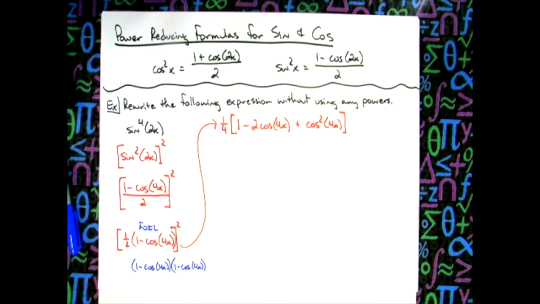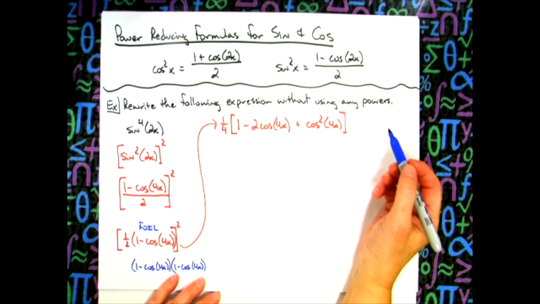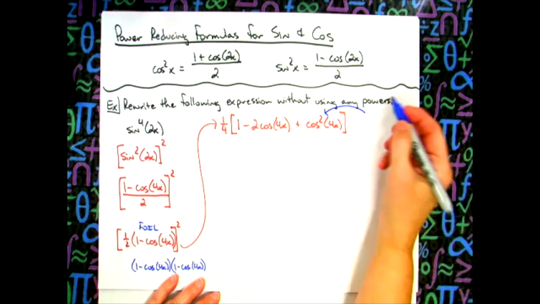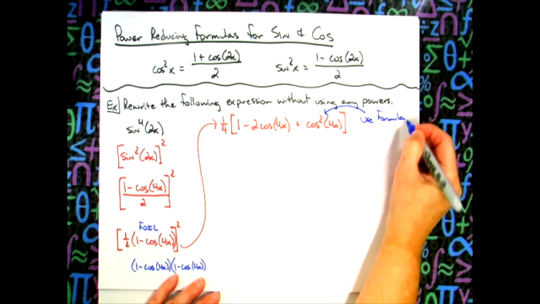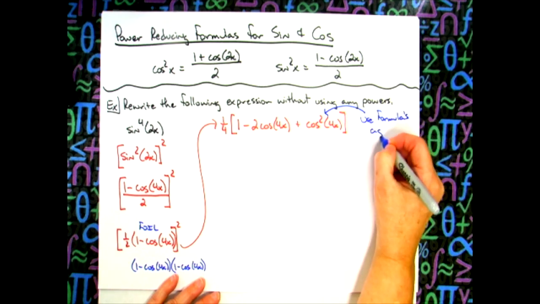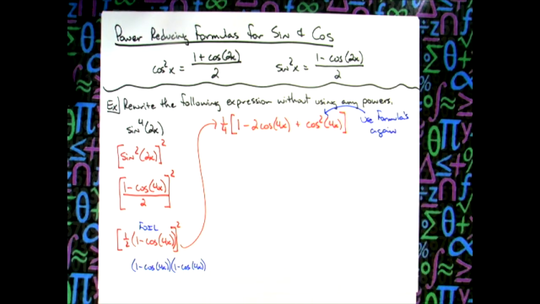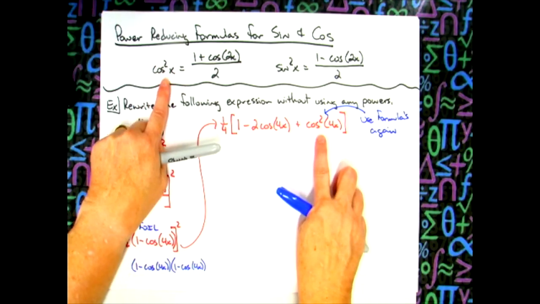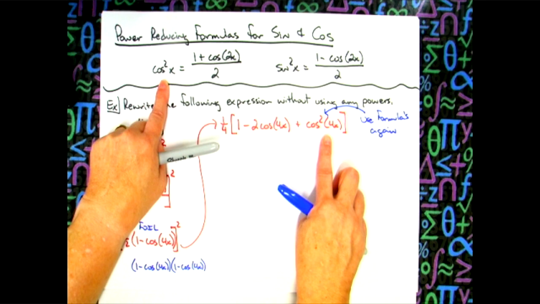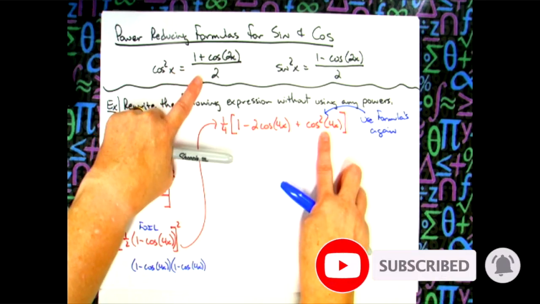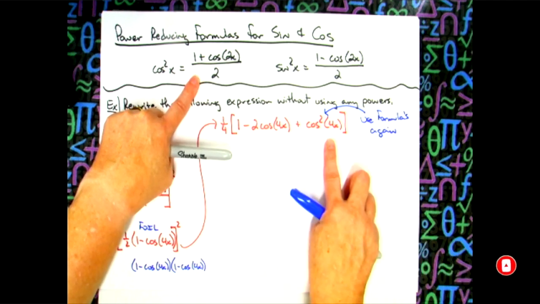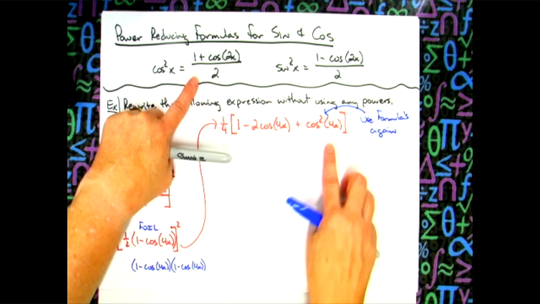All right, now we've got to not have any powers. And right here, I have a 2. So I've got to use my formulas again. So we'll put use formulas again. This time I'm going to be looking at my cosine squared formula. Since I pulled this 1/4 out, as opposed to writing it as a quotient, when I do the substitution in this next line, I'm going to go ahead and pull that 1/2 out in front.